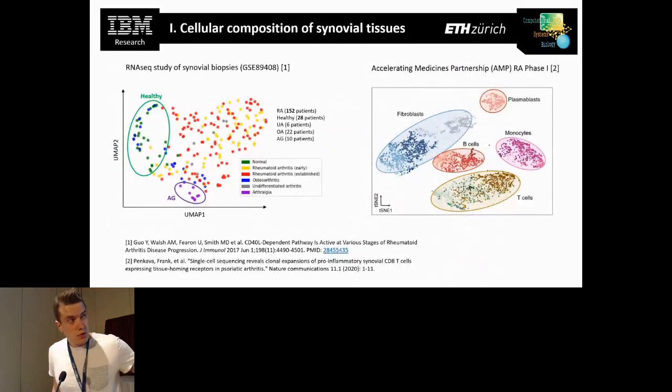So just to show you a quick overview of the dataset I'm working on. I'm working on public datasets that are already published. On the left, it's a very big study with more than 200 patients, with 152 rheumatoid arthritis patients and also around 30 controls. But on the right, I'm using the data from the Accelerating Medicine Partnership, phase 1, which has the particularity of doing single-cell data in synovial tissues. This data, I will come back to it later. This is the one we will use in our analysis.